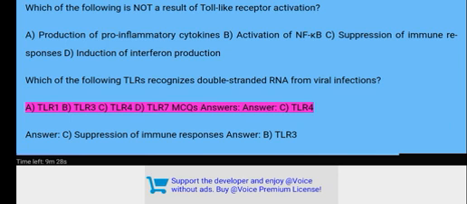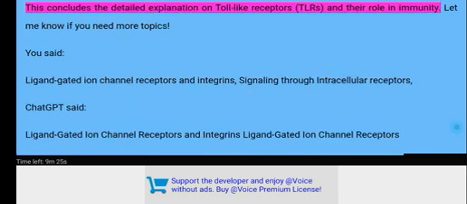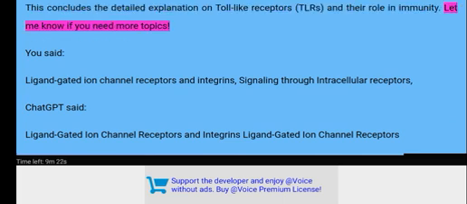MCQs. Answers. Answer. C. TLR4. Answer. C. Suppression of immune responses. Answer. B. TLR3. This concludes the detailed explanation on toll-like receptors, TLRs, and their role in immunity. Let me know if you need more topics.